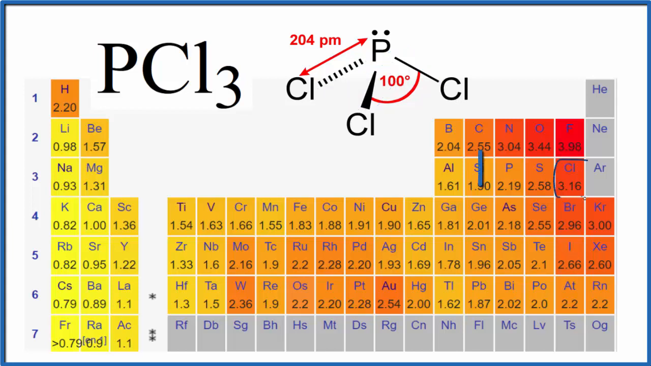So here's our chlorine, 3.16, phosphorus, 2.19. Because we have this difference between these two, we expect the electrons in this bond here will be spending more time around the more electronegative element, which is chlorine. Because of that reason, this bond right here, it's a polar bond. But we need to really look at the molecular geometry to figure out overall if this is a polar or nonpolar molecule. Let's do that.